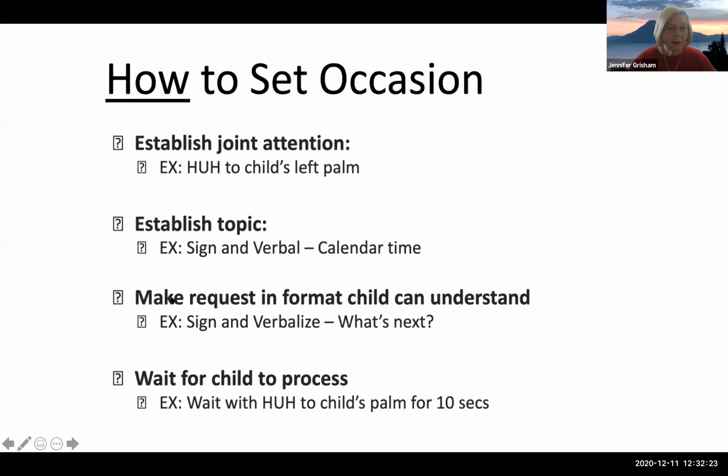The next thing is I'm going to make a request in a format that the child can understand. So in the example here, I'm saying and signing to the child, what comes next in your day? It might be share your toy with your friend. It might be, what do you want? It might be take your turn. But any of those things are going to set the occasion. And again, the most important thing here is to wait for the child to process the information.